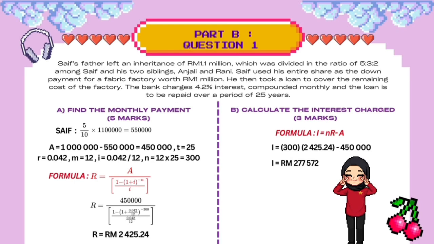For question B, we need to calculate the interest charge. The formula is I equals nR minus A. After putting the information into the formula, the interest we will get is 277,572 ringgit.